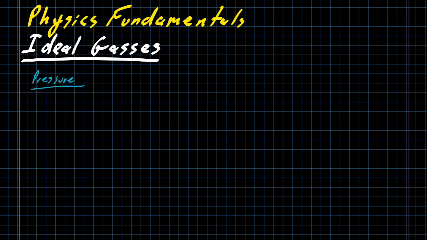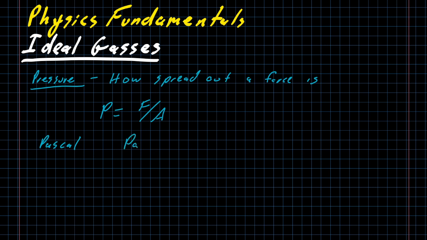But before we can get there, I just mentioned this idea of pressure, which is not something we've really talked about previously. Pressure measures how spread out a force is. Right. So the equation here, pressure is force divided by area, and the units of pressure are the Pascal. The symbol for Pascal is Pa, yeah, 2 letters for 1 unit, and 1 Pascal is 1 Newton per square meter.